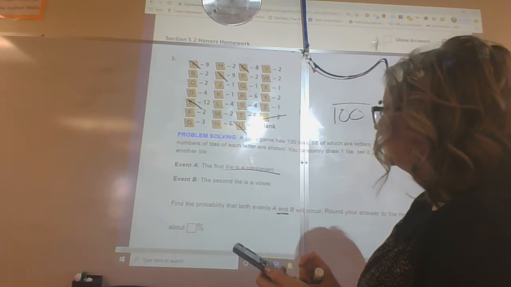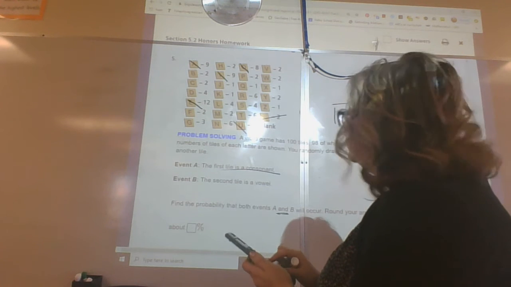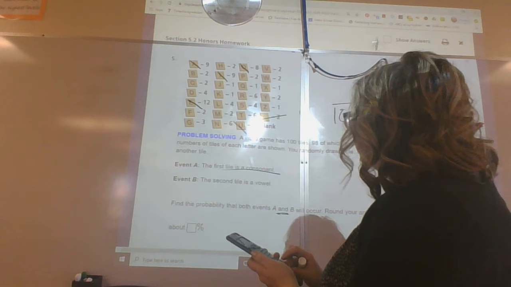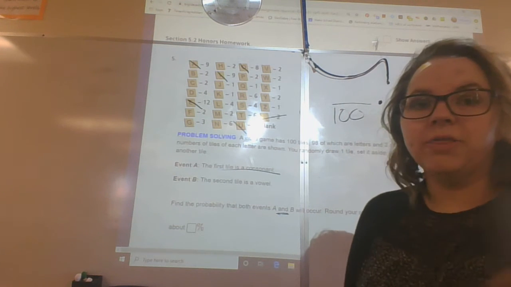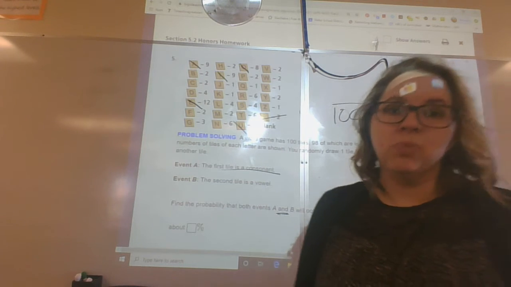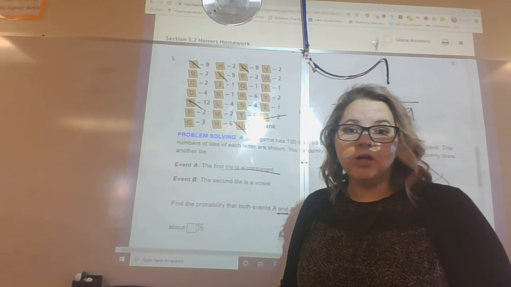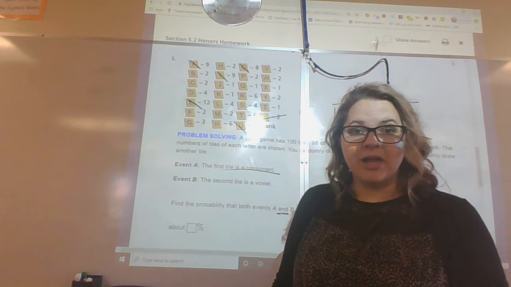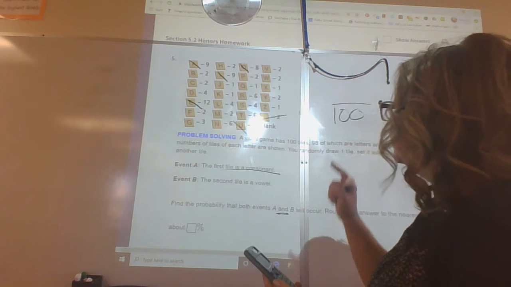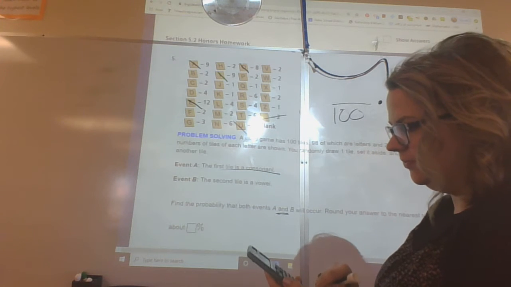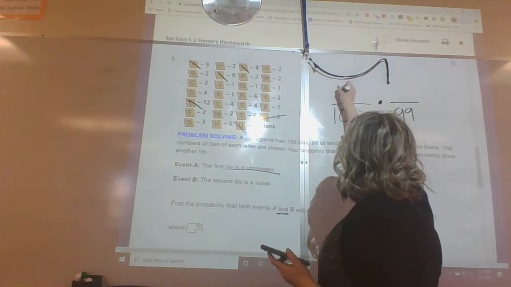So 100 minus 9 minus 12 minus 9 minus 4 minus 8. Okay, now I gotta think, and sometimes Y, is Y here a vowel or a consonant? I'm gonna keep it as a consonant, see if my answers match. If not, I can change it later. Minus 8 and then minus 2. Okay, so I have 56 tiles to choose from that are consonants.